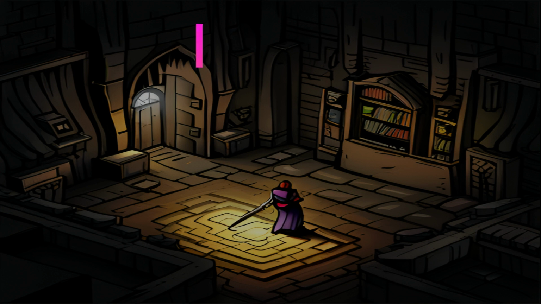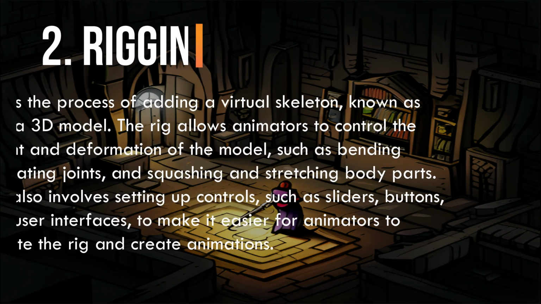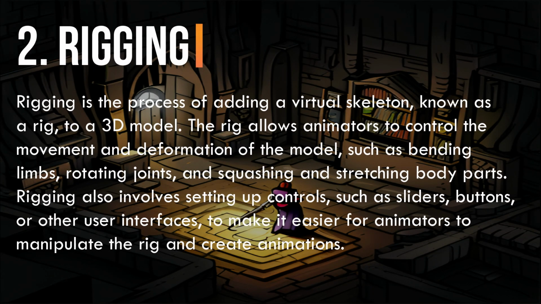2. Rigging. Rigging is the process of adding a virtual skeleton, known as a rig, to a 3D model. The rig allows animators to control the movement and deformation of the model, such as bending limbs, rotating joints, and squashing and stretching body parts. Rigging also involves setting up controls, such as sliders, buttons, or other user interfaces, to make it easier for animators to manipulate the rig and create animations.